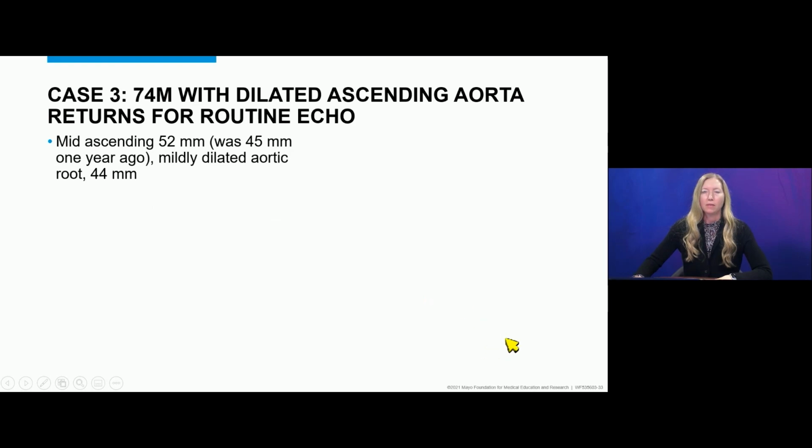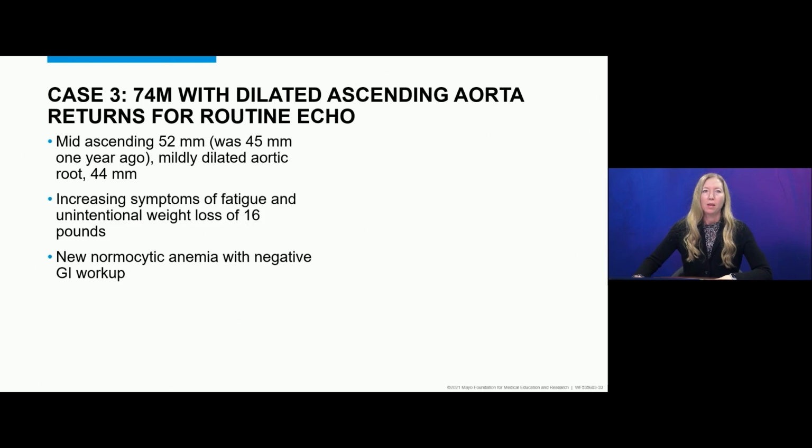So the final case I want to highlight is a 74-year-old man with a dilated ascending aorta who came for a routine echo. And during his echo, we found his mid-ascending aorta measured 52 millimeters. And just 1 year ago, it was 45 millimeters. So this is a really significant change. In reviewing his chart, he had increasing symptoms of fatigue and an unintentional weight loss over the past 8 to 10 months. And he had a new normocytic anemia with a negative workup.